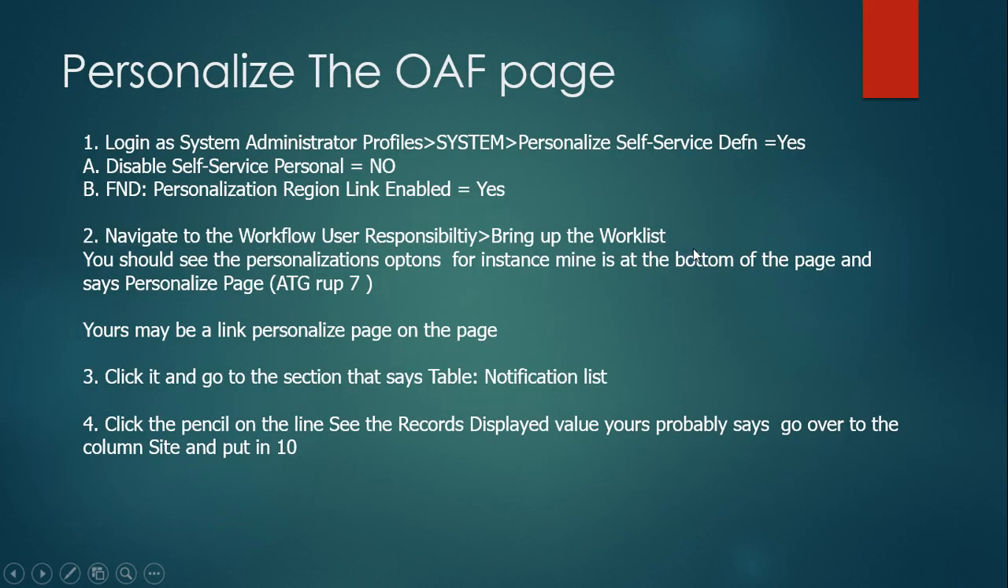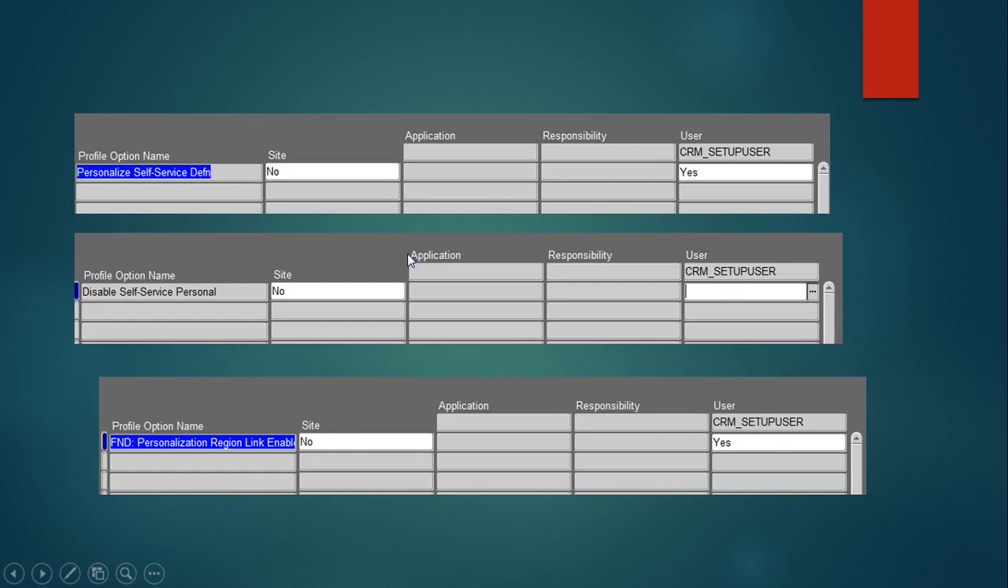To do that, there's no other way that I know of, only through personalization of your framework page. In order to do the personalization, you set these profiles. Normally this would be done by a functional person or somebody who knows how to manage this. So you would set the personalize self-service defn to yes, disable self-service personal to no, and FND personalization region link enabled to yes. So let me go ahead and set those profiles. I've set these profiles to yes, or in the second case it's no.